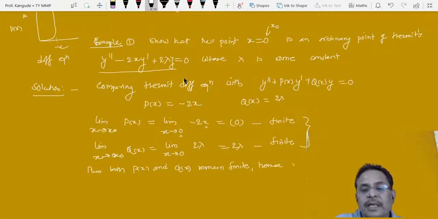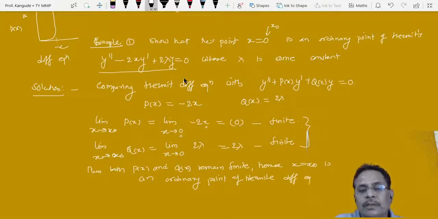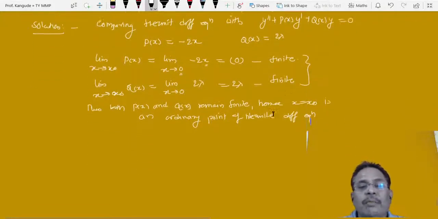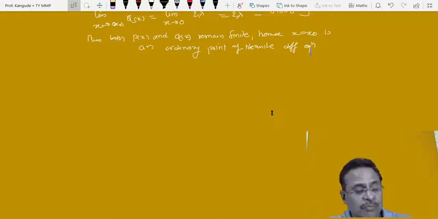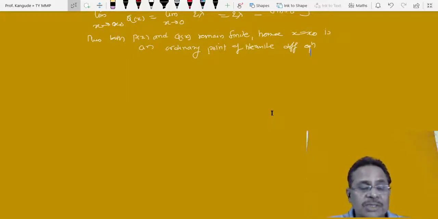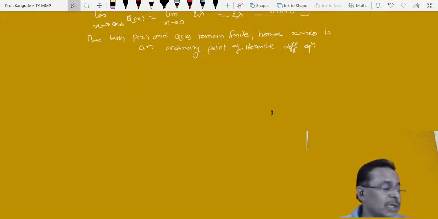Hence x is equal to x0 is an ordinary point of Hermite differential equation. This is an ordinary point of Hermite differential equation. Very simple example. In a single statement, we have written that x is equal to 0 is an ordinary point for Hermite differential equation. So we will come across several applications of this type of thing when we go for the actual series solution method.